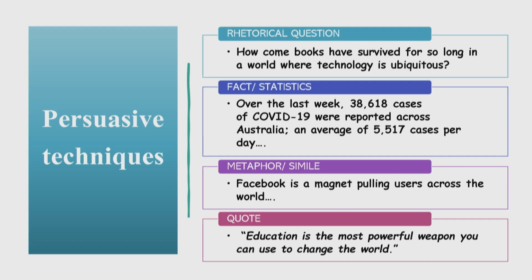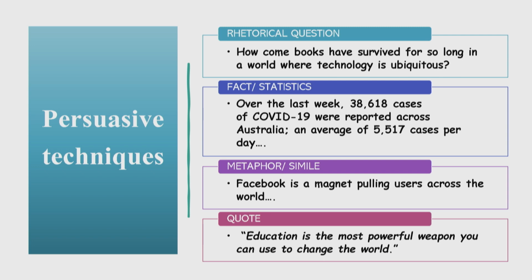So far, we have learned that for an effective argument, we need to convince and persuade. Now let us have a look at some good hooks and other persuasive techniques to grab the attention of the reader and enhance your argument. Hooks can be in the form of rhetorical question. For example, how come books have survived for so long in a world where technology is ubiquitous?